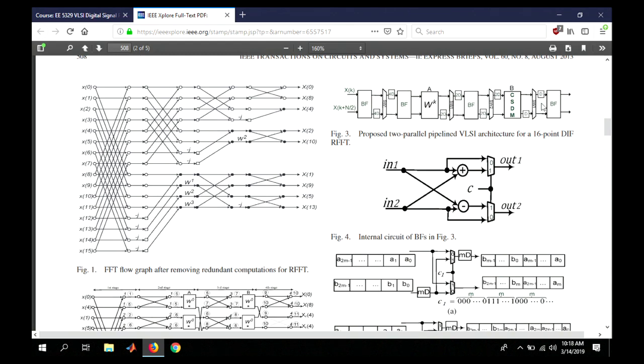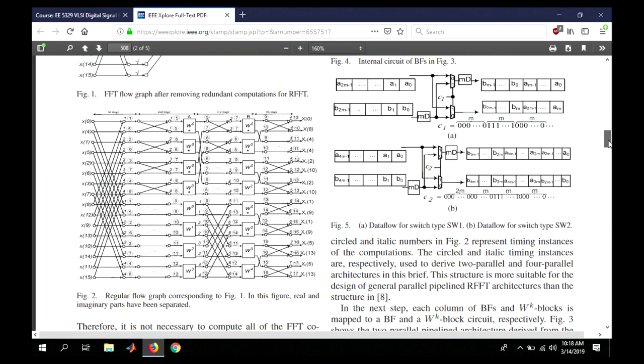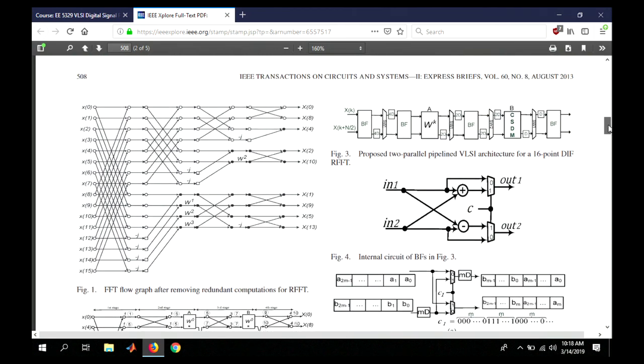So that's the two parallel architecture. If we map these timings, 8 butterflies here are executed in 8 clock cycles. So it takes xk and x(k plus n by 2), so x0 and x8 in clock cycle 0 and so on. And then these are the delay switch delay: 4 delay, switch, delay, 2 delay, switch, delay, another 2 delay, switch, delay, and 1 delay, switch, delay.